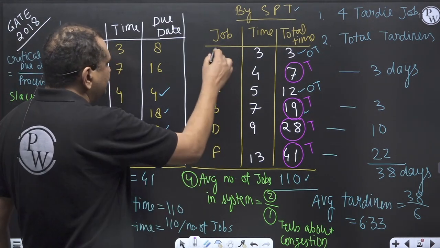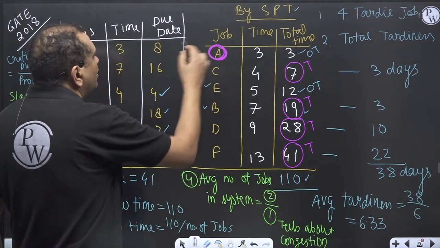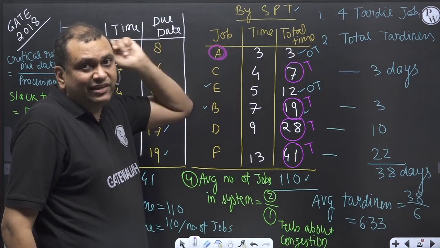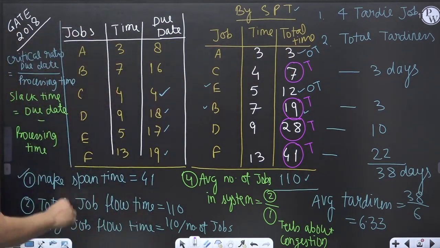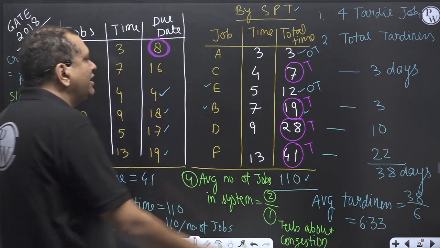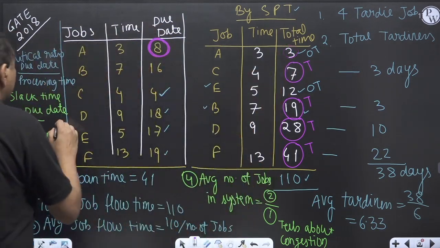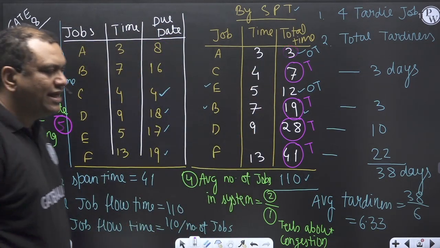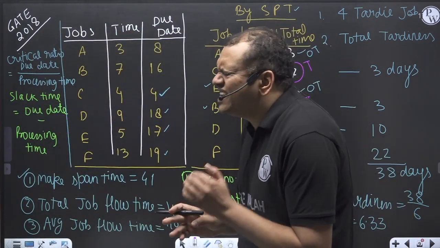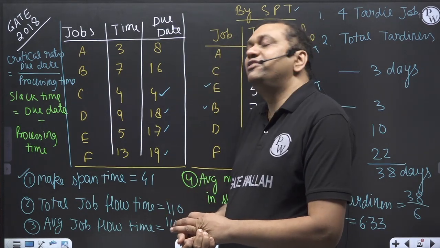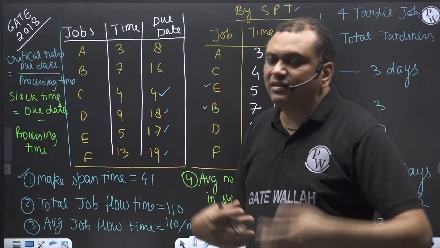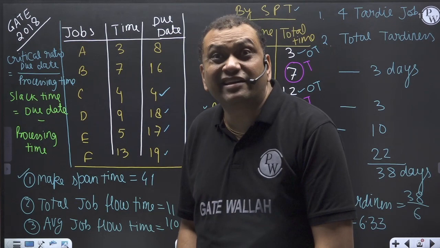Suppose product A, we are delivering on time. Due date is 8 and we are delivering on 3. So slack is 5. Correct? Slack means extra time available with the job before getting tardy.